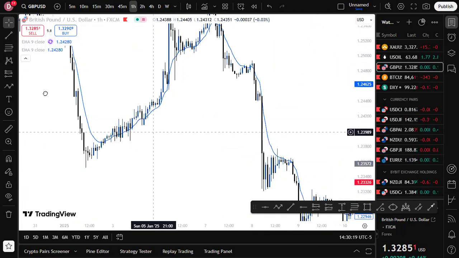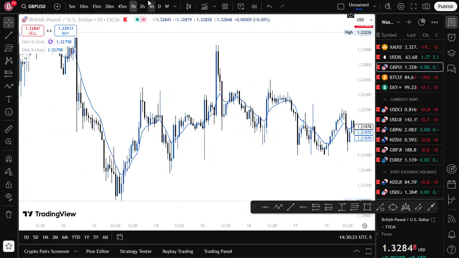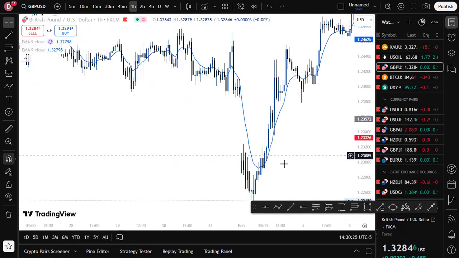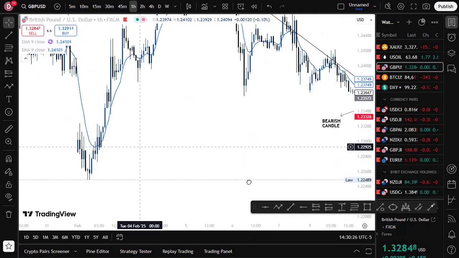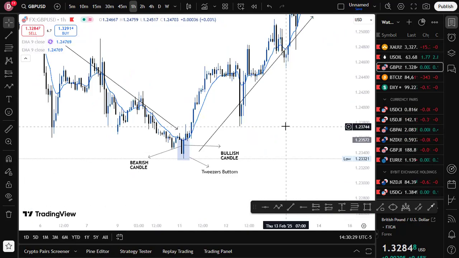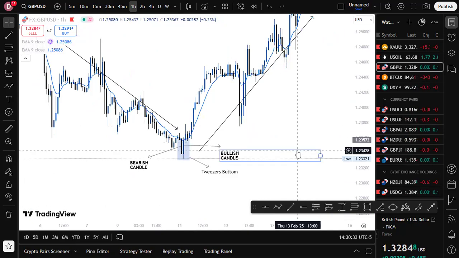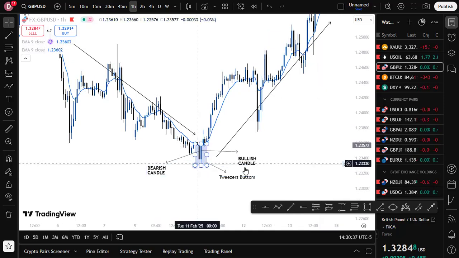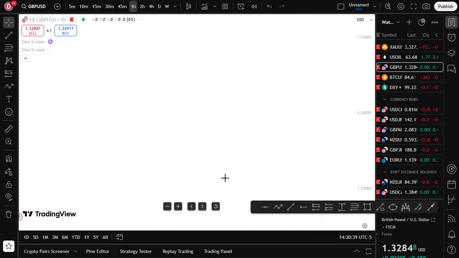So let's look at the example of the tweezer bottom. A tweezer bottom occurs at the bottom of a downtrend, which signifies that a bullish reversal is about to happen in the market. So this is an example of a tweezer bottom.